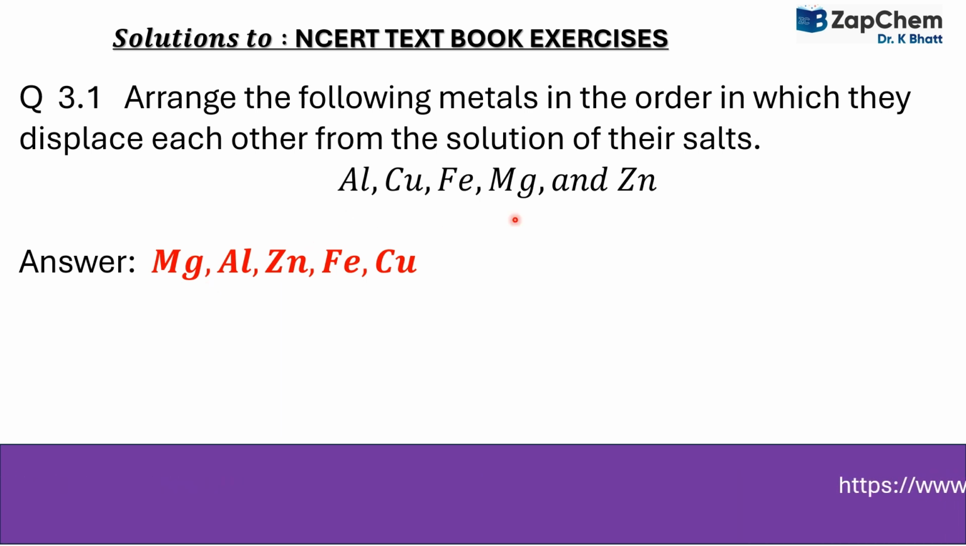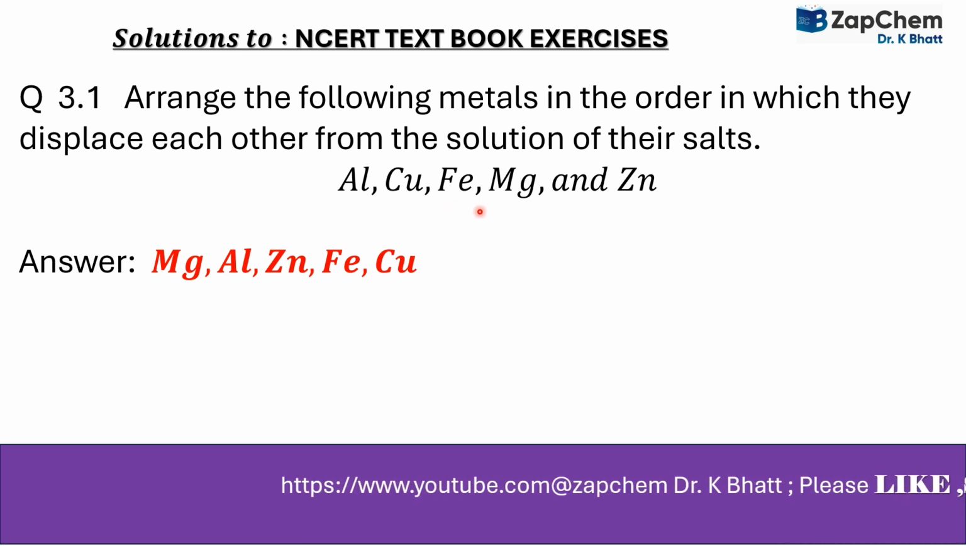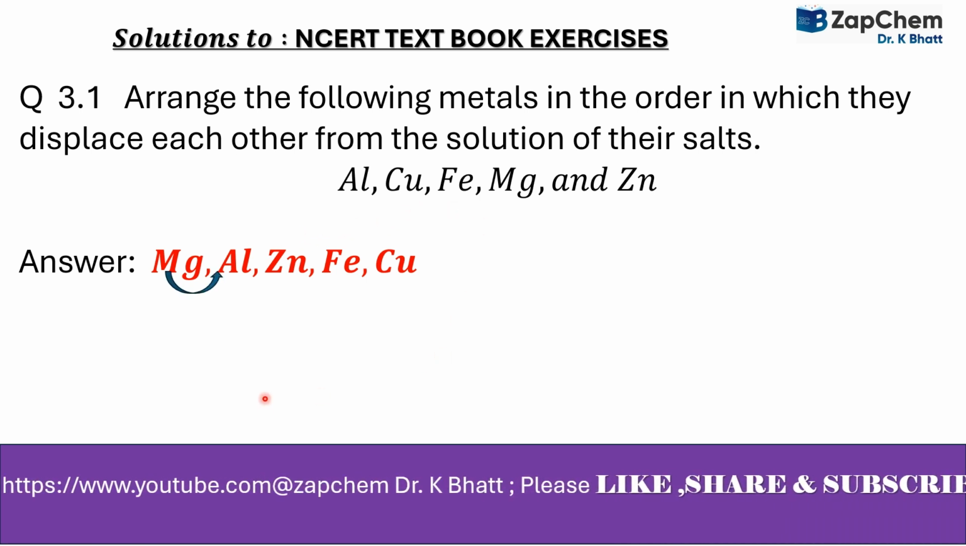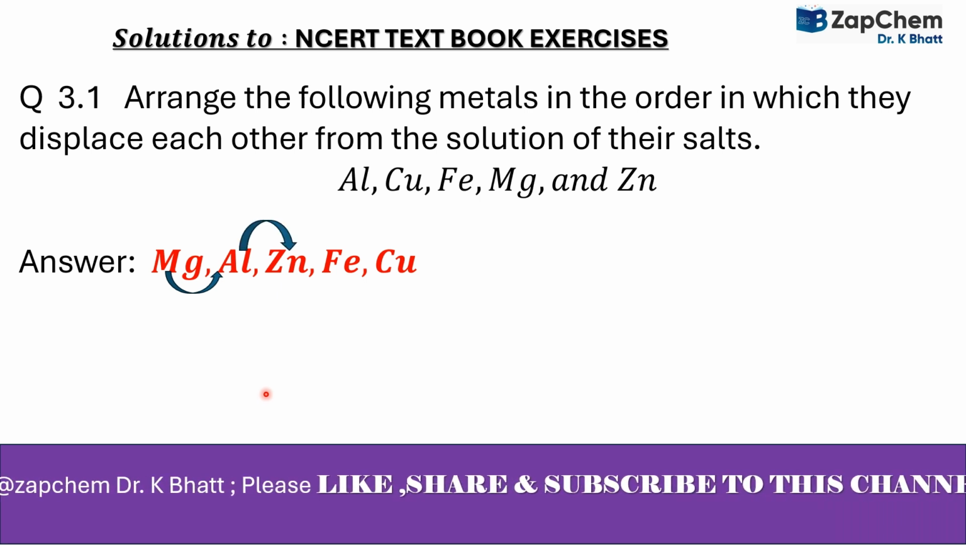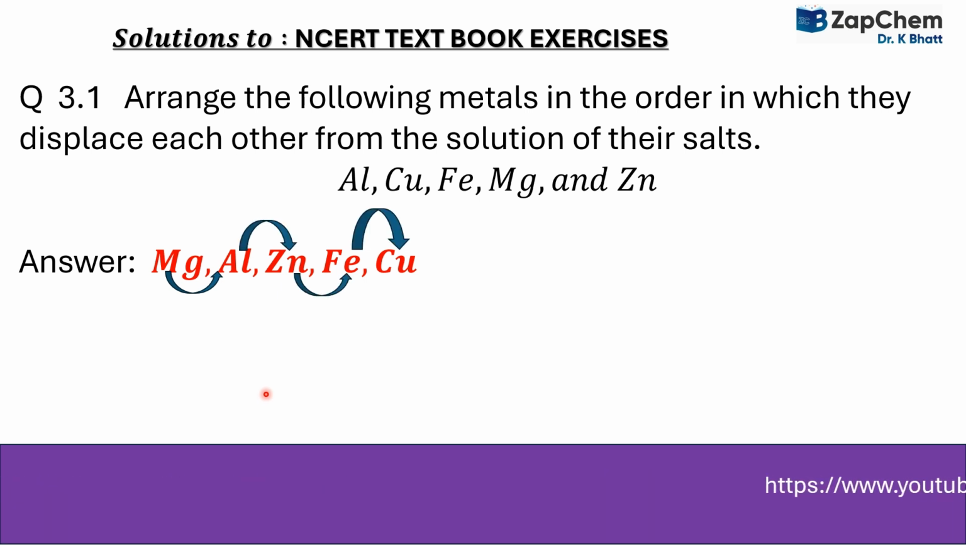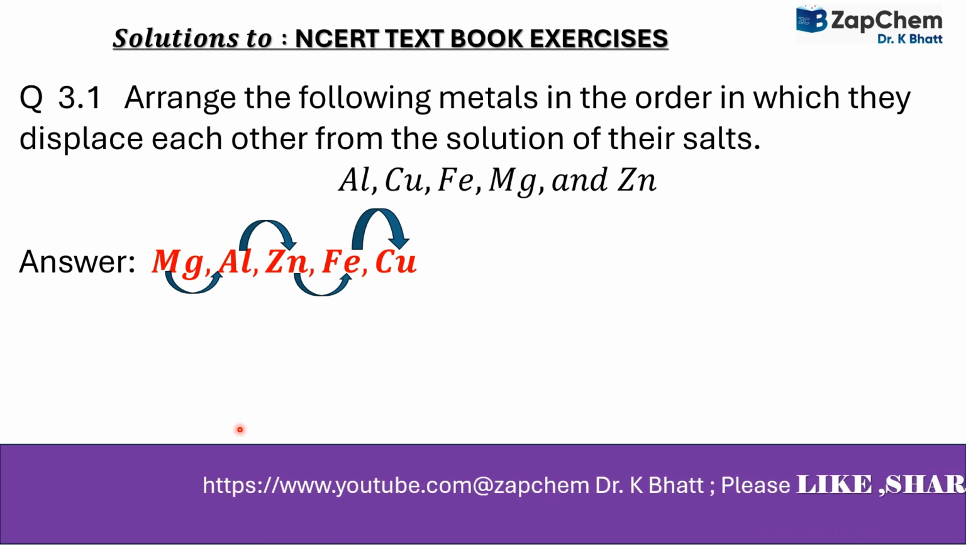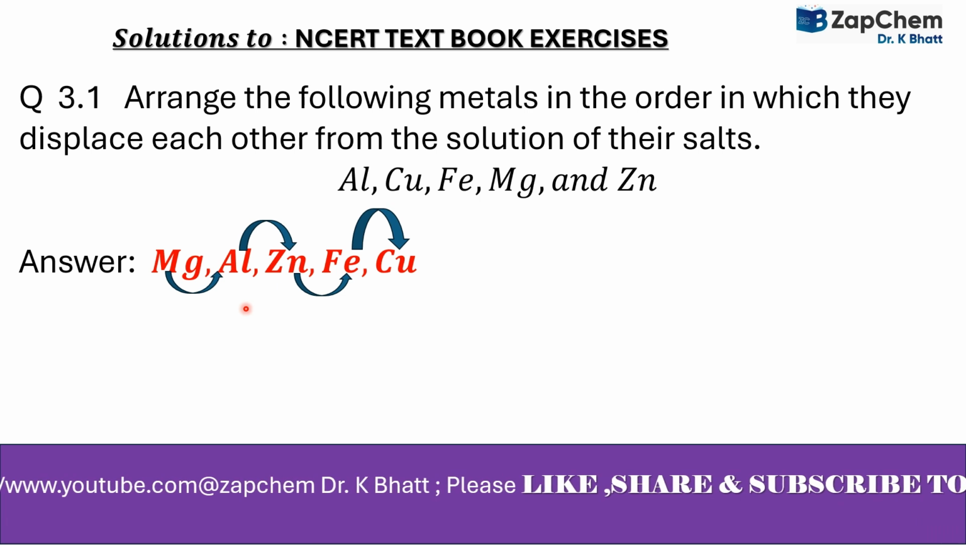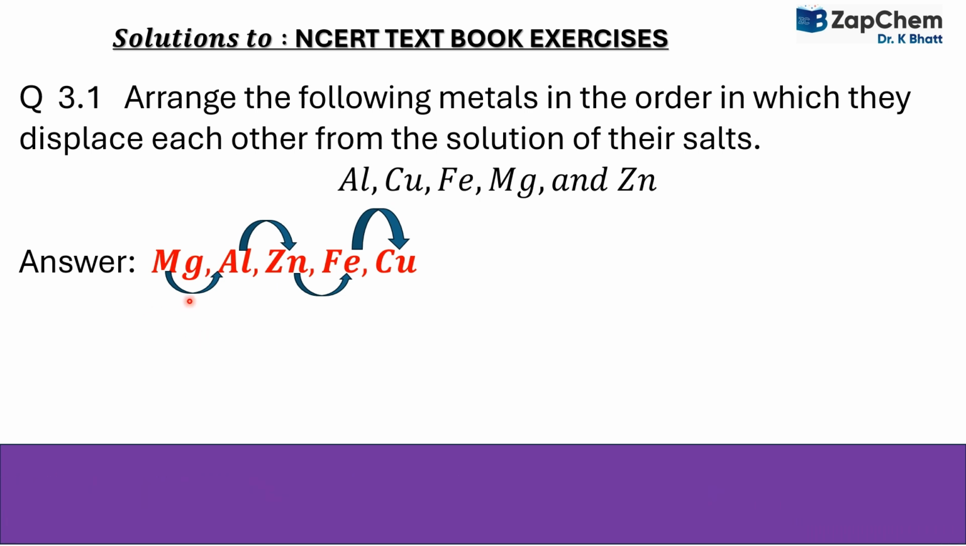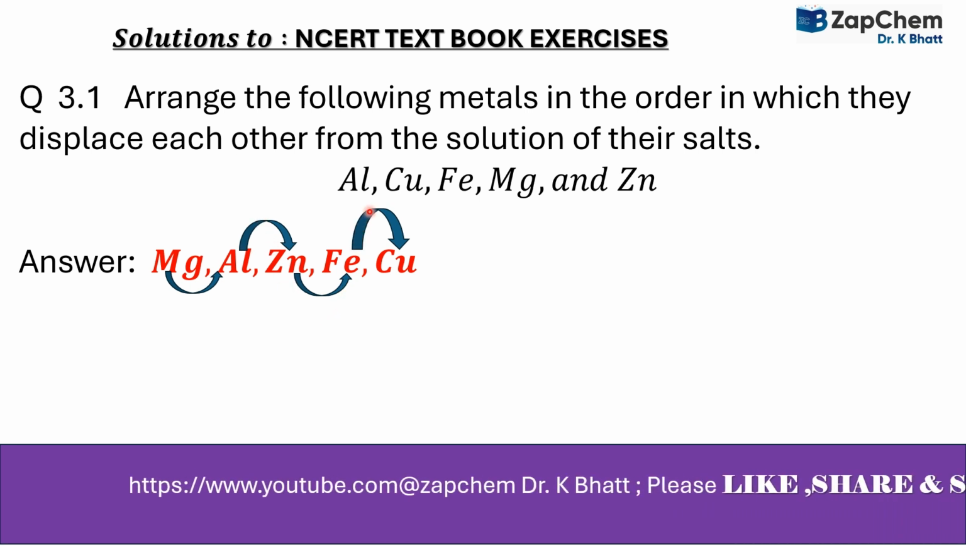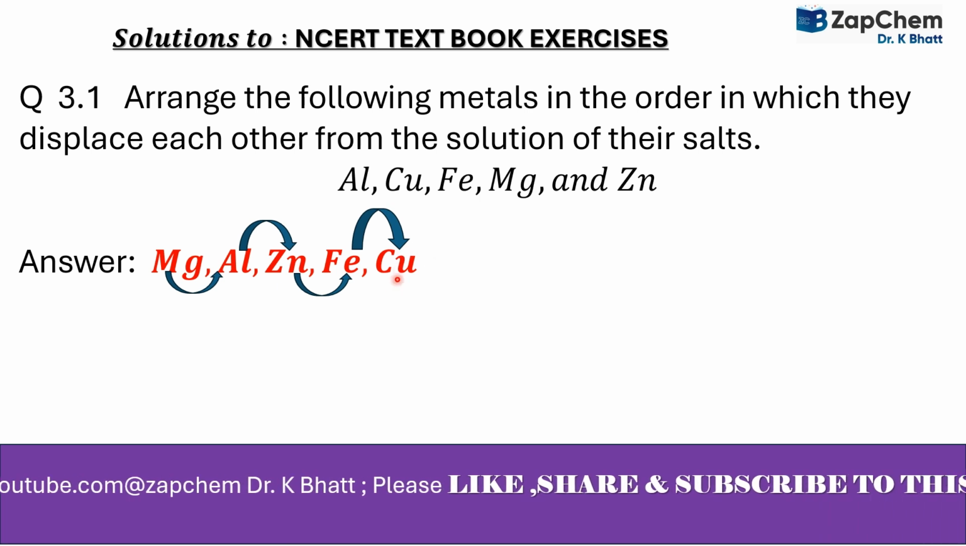And as we find here, there are 5 metals, and if they are arranged in the order of displacement from their salt solution, it would be like this, as shown here. Magnesium will displace aluminum, aluminum will displace zinc, and iron will displace copper from their salt solution.